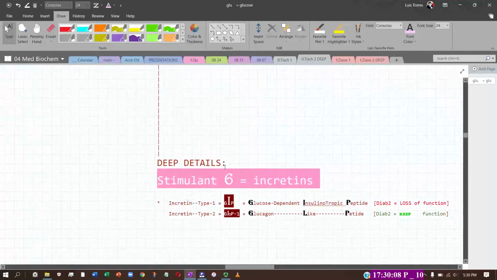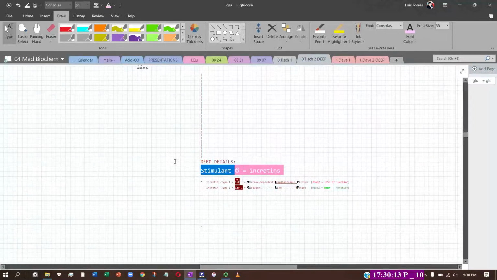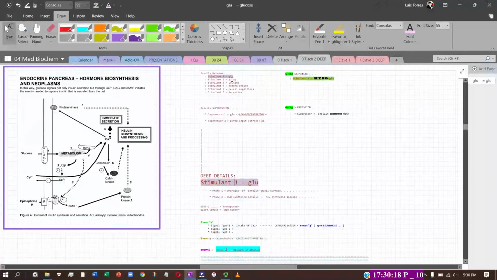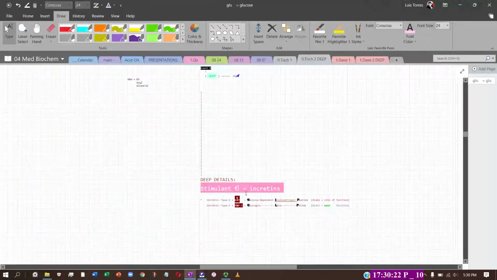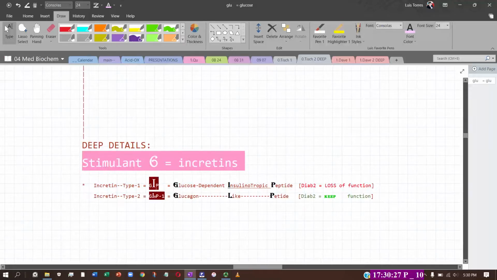So now, here are some details in a similar fashion about another stimulant. Here we covered stimulant 1, which remember was glucose. But here we will be covering stimulant 6, which is incretins. There are two types of incretins, at least in the context of this class. There's GIP, which stands for glucose-dependent insulinotropic peptide, and then there's GLP, which stands for glucagon-like peptide.